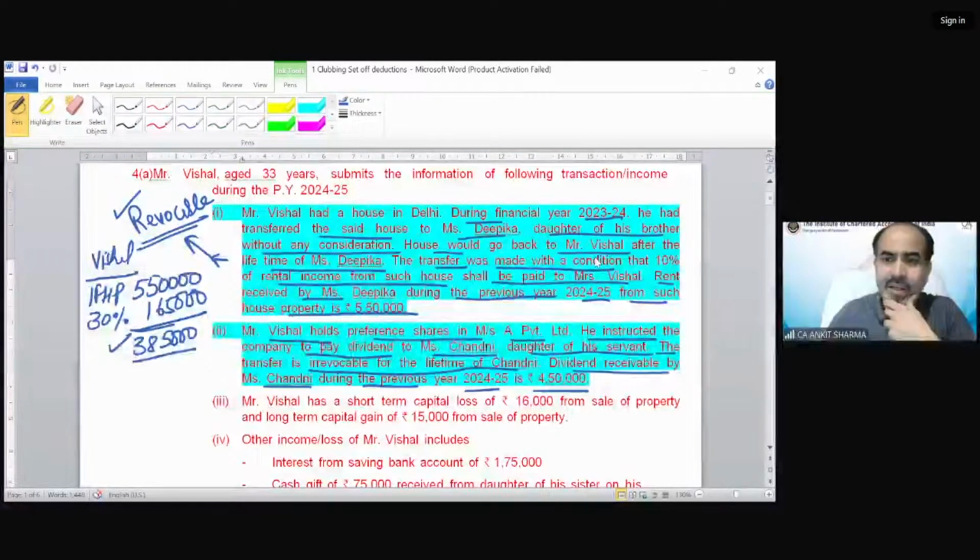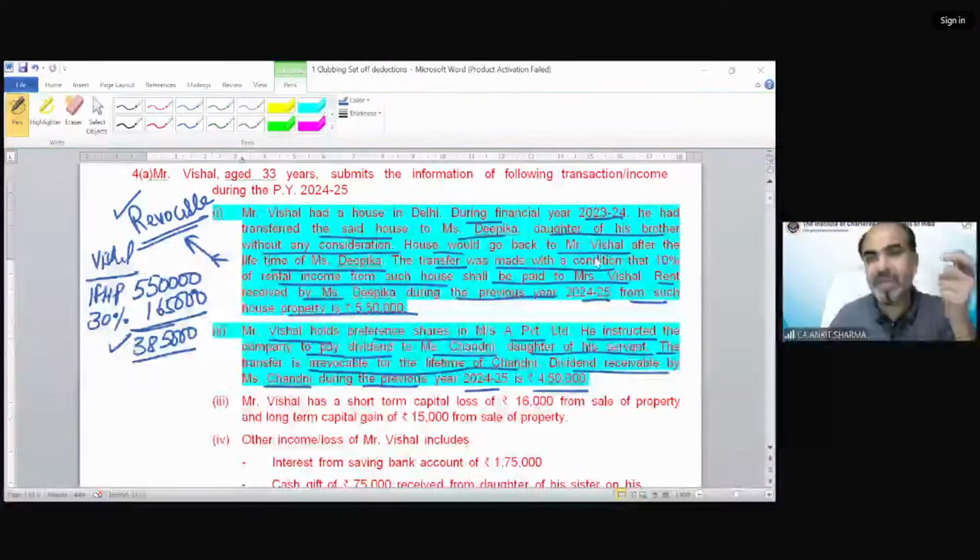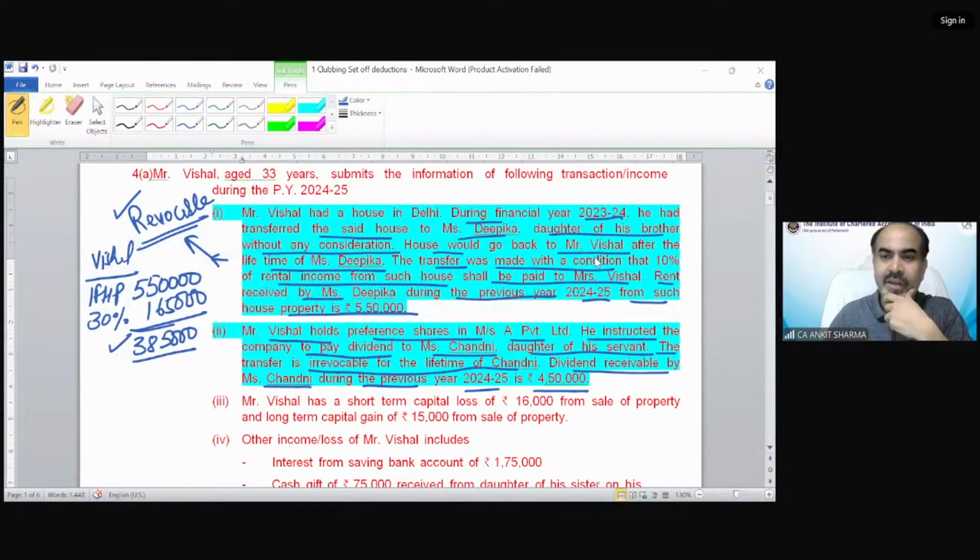Clubbing applies. Ishan is saying okay. Manivaran is saying 3,85,000. What does that mean? Is clubbing applicable or not applicable? And I need a very short reason. Soumya is saying clubbing is applicable. Jayendra Pokle is saying it is a revocable transfer, taxable in the hands of Vishal. Okay, let me see. Almas also gave the correct answer.